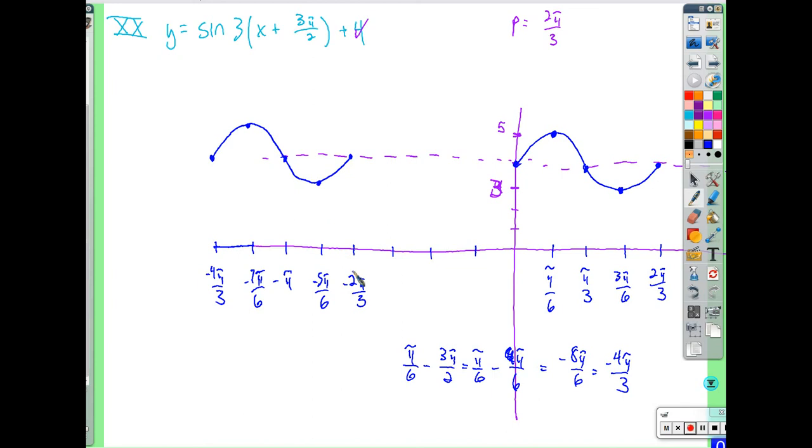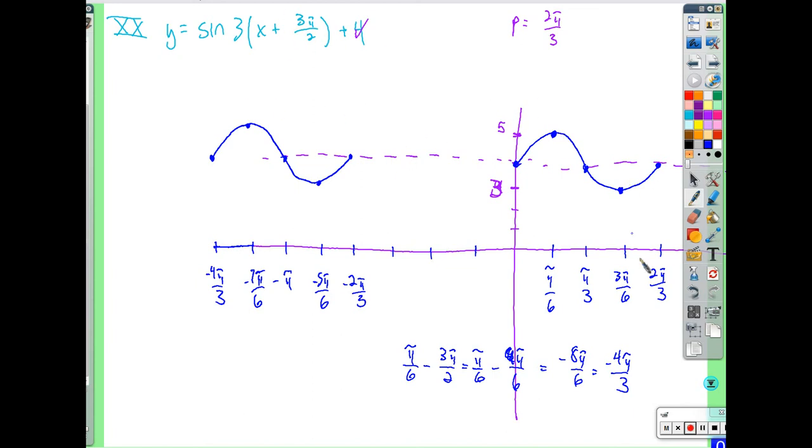All right, so that's something else that we could do. We shifted it up 4 by putting that midline there. We figured out what the period should be, and then we moved everything over 3 pi over 2. And that makes it a little easier to do. You definitely want to figure out the period before you shift it at all. Figure out the period first, mark off some points, then move them over.